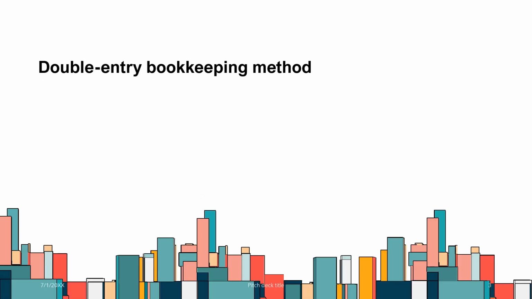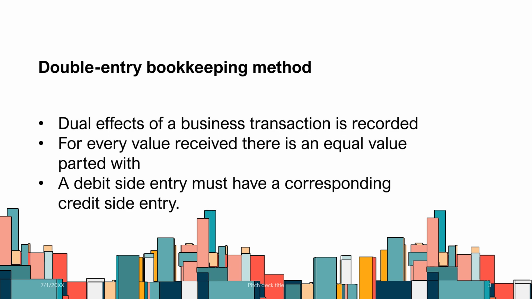Okay, what is the double entry bookkeeping method? This method recognizes the dual effects of a business transaction. So what does it mean? It means that when you record a transaction, you record the value received and the value parted with. And with that, you should have a debit entry and a credit entry. You will learn more of this when we discuss the next slide, which is about the rules of debit and credit.